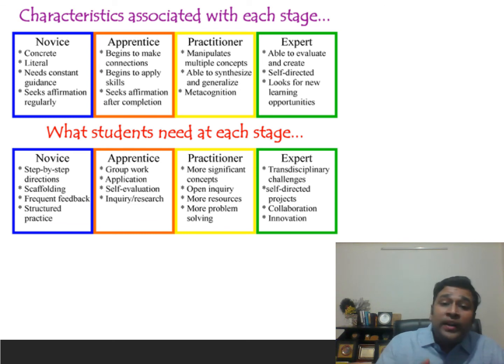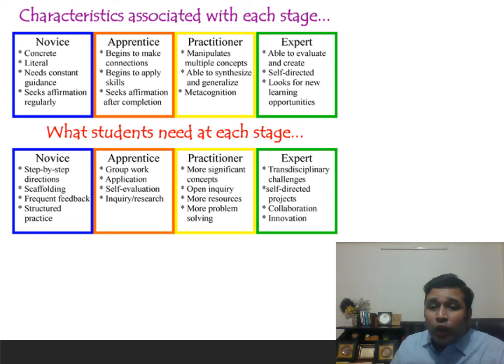And at the expert stage, transdisciplinary challenges, so challenges which are beyond domains and fragmented, this kind of thing will be tackled by this kind of expert. Problem as it is without fragmentation across boundaries. So that kind of challenge. Self-directed projects need to be assigned. Collaboration needs to be taught because teamwork is very very important, and innovation. So these are some of the characteristics.